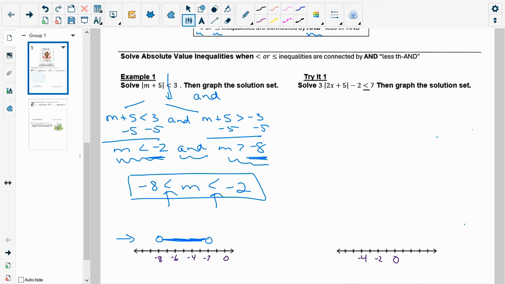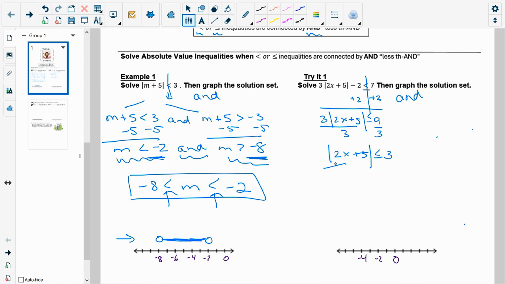And looking at our next problem, we have less than or equal to. So that's an and, less than. Before I can split it, I have to isolate my absolute value. So I'm going to add 2 to both sides. I have 3 times the absolute value of 2x plus 5 less than or equal to 9. I'm going to divide both sides by 3. And I have the absolute value of 2x plus 5 is less than or equal to 3.